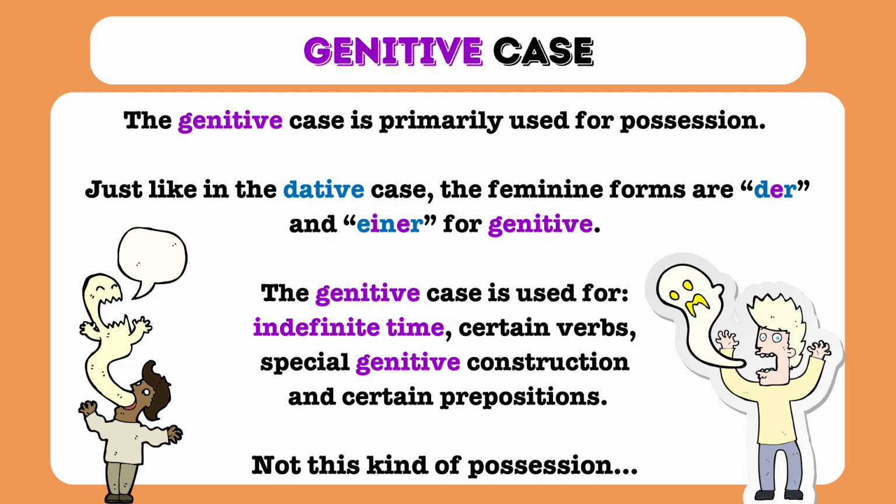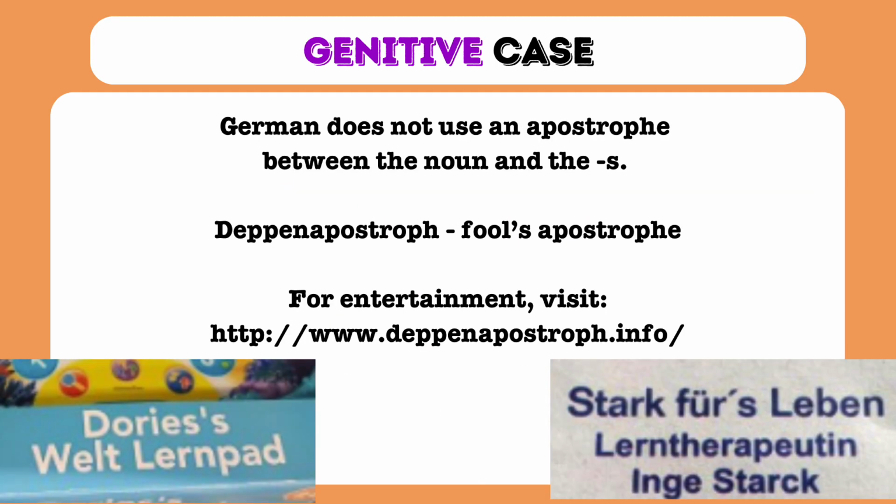The genitive case is also used for a variety of other things, including indefinite time, which I kind of mentioned earlier when talking about the accusative case, certain verbs, special genitive construction, and certain prepositions, which of course I'll explain in detail all later. As I mentioned before, the genitive case is primarily used for possession, and while English has adopted an apostrophe between the noun and the s, German has not. It's become popular in Germany in recent years to use a possessive apostrophe, but this is actually unaffectionately referred to as the Deppenapostroph, which is the fool's apostrophe.